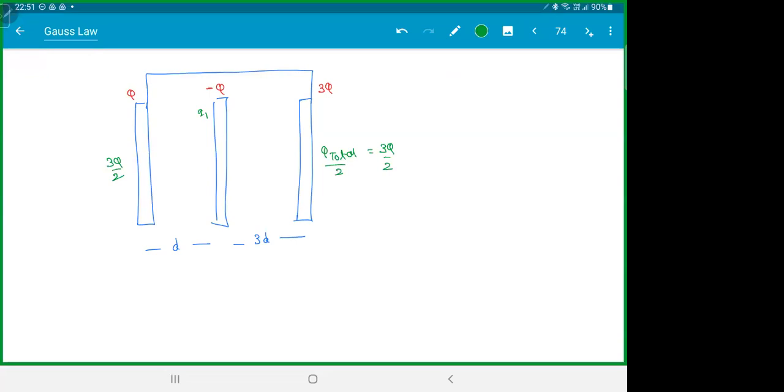Then let this be Q1, let this be Q2. Minus Q2 and minus Q1. Then from the equation Q1 D is equal to Q2 3D, na? Easy. Q1 is equal to 3Q2. And Q1 plus Q2 is minus Q. हो गया ना? So Q1 will be how much? Minus 3Q by 4. Q2 will be minus Q by 4. Easy. Please check.